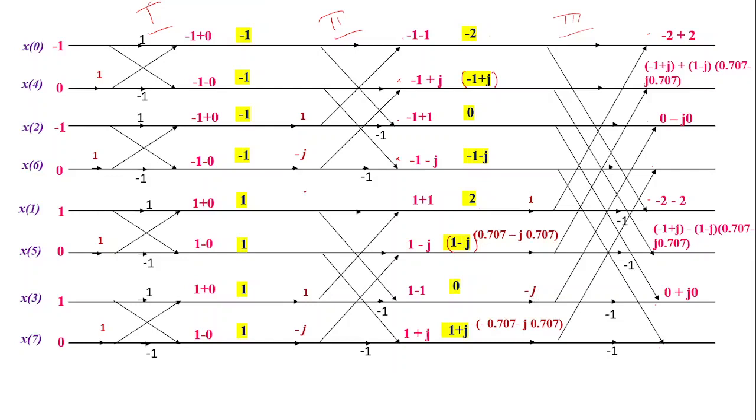So next are two inputs: -1 minus j and then 1 plus j. So (-1 minus j) plus (1 plus j) into the twiddle factor, and its corresponding value will be (-1 minus j) minus your B value into your twiddle factor. Now we can use the calculator to find the answers.